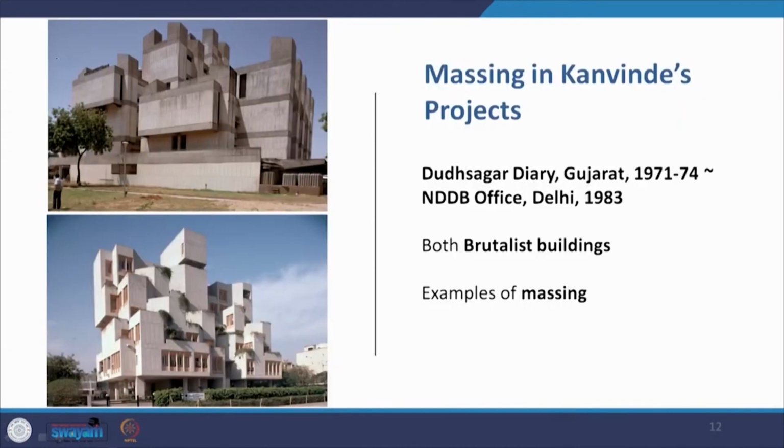So the massing in Kanvinde's project, what you find in the Dudhsagar dairy project in 71 to 74, you find this interesting massing in the NDDB office building in Delhi in 1983. Both are brutalist buildings and both are examples of massing. In fact, the massing of the NDDB office building in Delhi was a very unique office building massing at that time and really stood out from other office buildings.